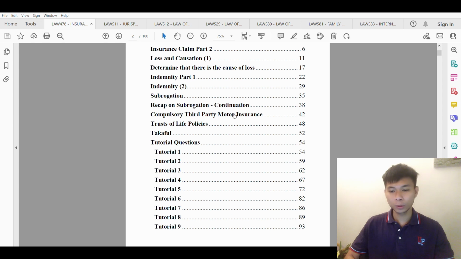And then there's the compulsory third-party motor insurance. In Malaysia, is it compulsory for you to get motor insurance or not? It is a crime under the Road Transport Act. And then there's the trust of life policies. Can trusts hold policy premiums, can monies in the insurance be part of the trust? Can it be part of our estate or not? And then there's takaful, which is the Islamic version of insurance. And let's top it off with tutorial questions.